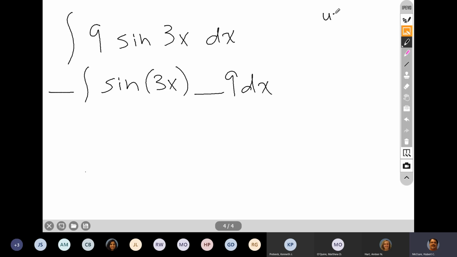u is equal to 3x. du is equal to 3 dx. So I need that to be a 3, so I'm going to multiply by 1/3.